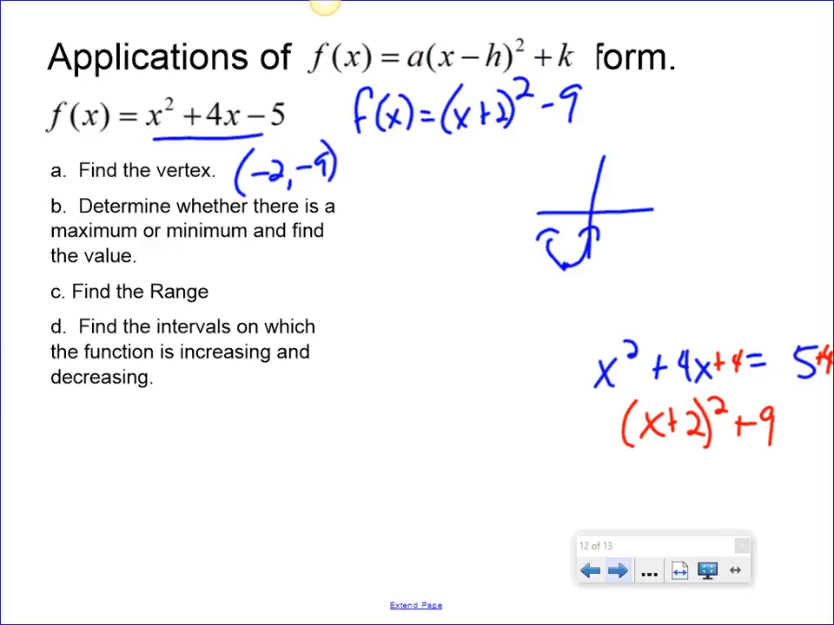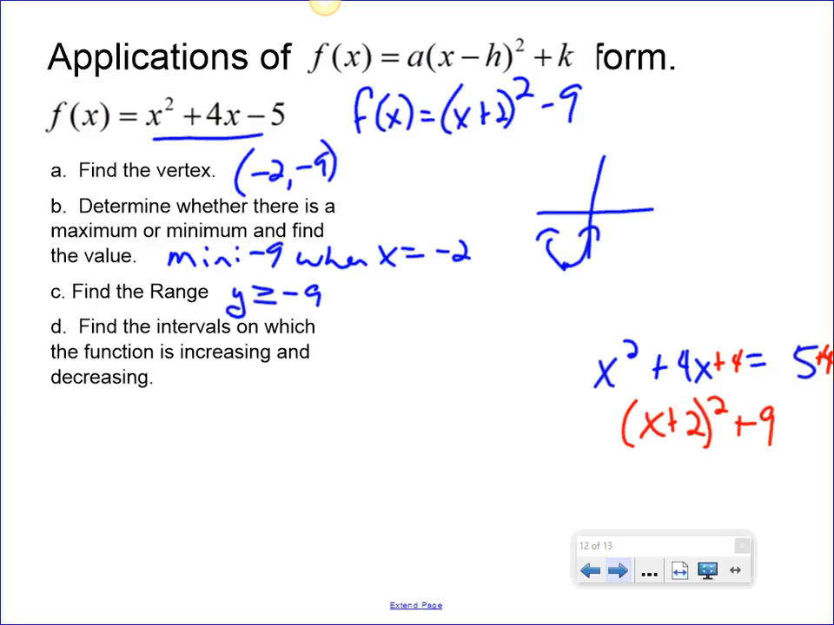So determine whether it's a min or max. Hopefully we can see that that's going to be a minimum. And it's going to be a minimum of negative 9 when x equals negative 2. What's the range? What are the y values? What are the possibilities? Hopefully we can see that y has to be greater than or equal to negative 9.